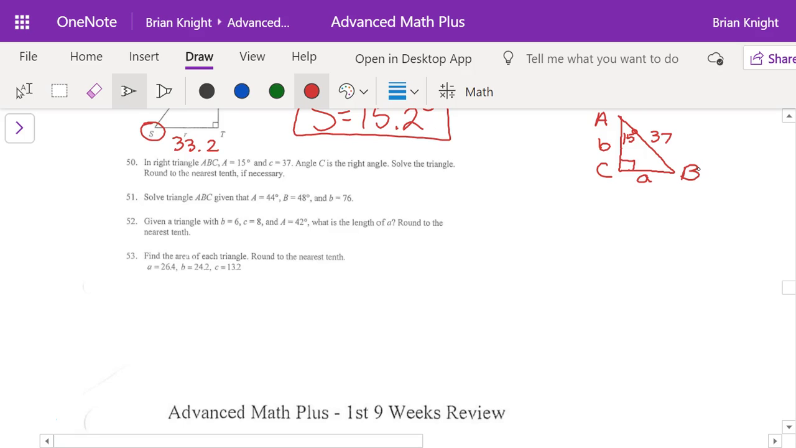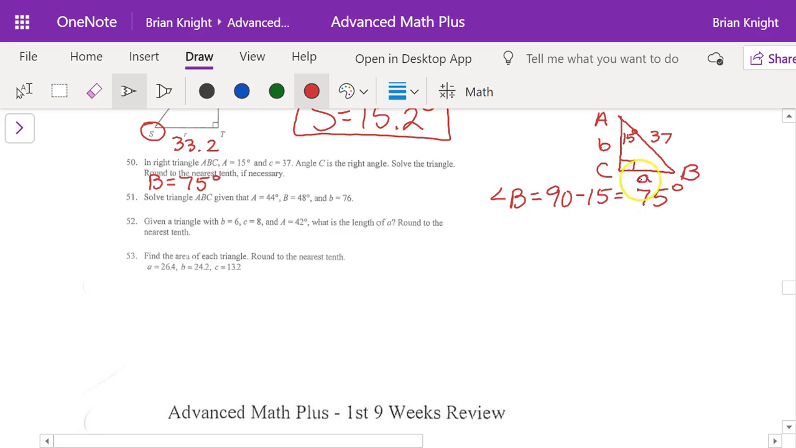So, does it matter what you start with? Not really. You can find any of them at any point. I'm going to find angle B first. Angle B is going to be 90 minus 15, which is 75 degrees. Remember, this will be a multiple choice test, so if you have any answers that don't have 75 for angle B, you can mark those out and move on. Maybe there's only one answer that has 75 for angle B, and you're done. But we're going to pretend like it's not.